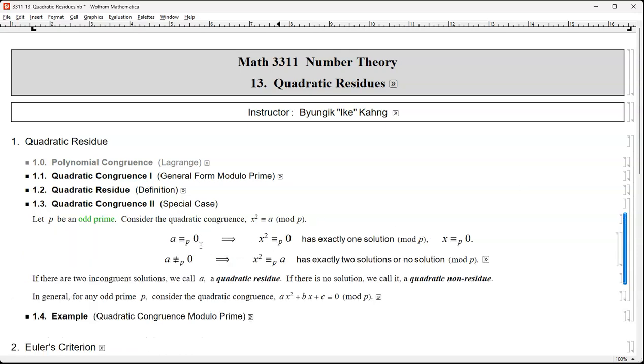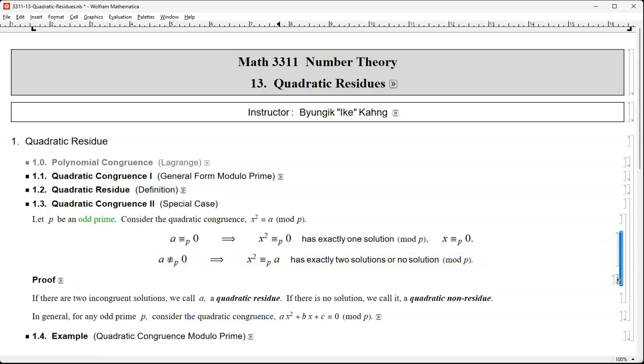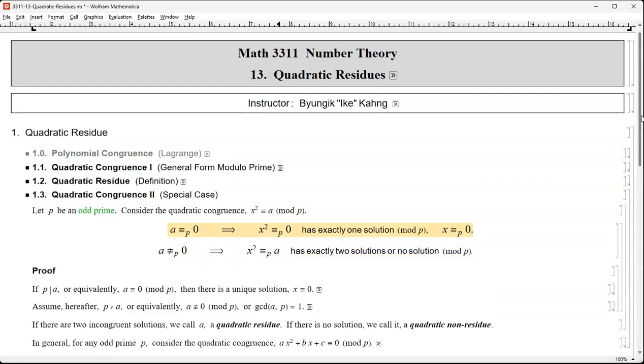If A is congruent to 0, then we have a unique solution. X is 0 and nothing else. Basically, we are looking at a double root. Now, if A is non-zero, then either we have two solutions or no solution. So if A is a quadratic residue, then there is at least one solution, then consequently two solutions, or no solution if it is a non-residue. Let's prove that. The first line is easier, so let's start from the first line.